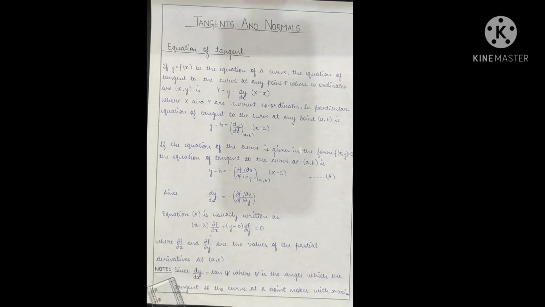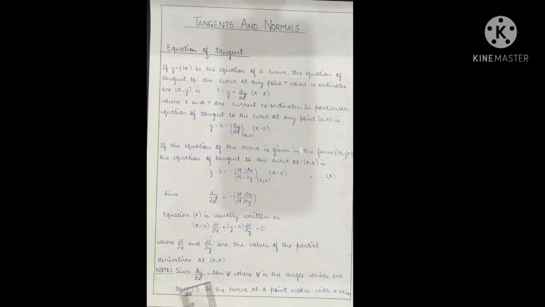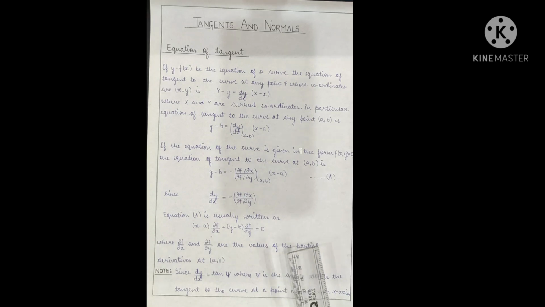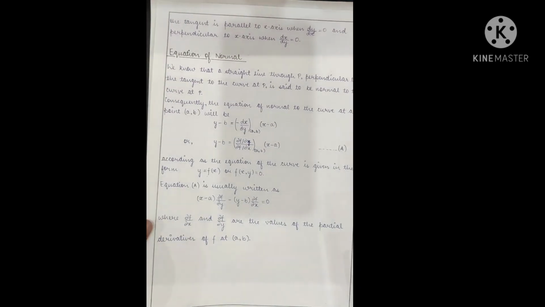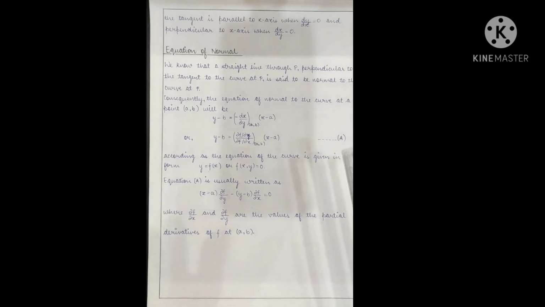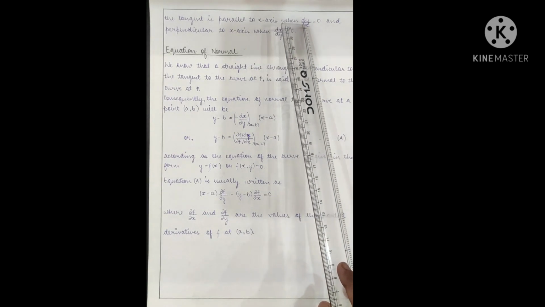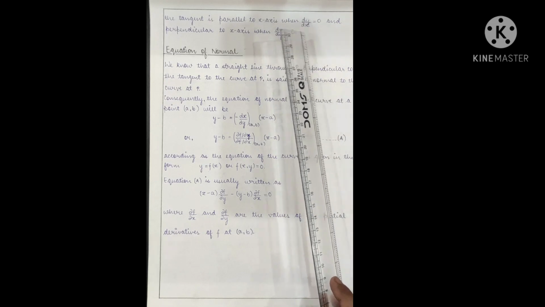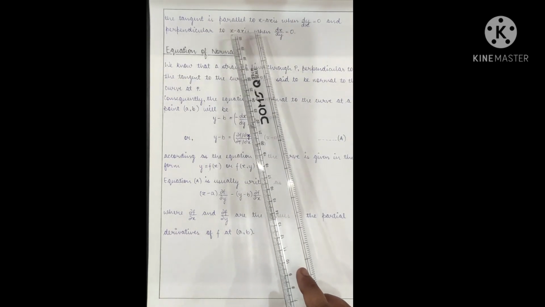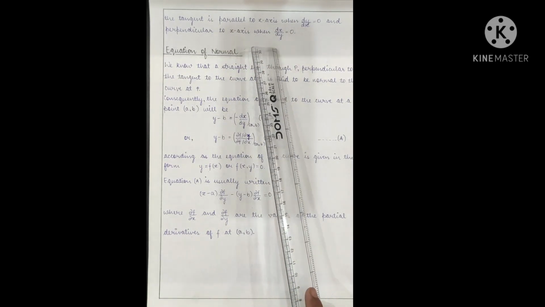Now here's a note. Since dy by dx equals tan psi, where psi is the angle which the tangent to the curve at a point makes with the x-axis, the tangent is parallel to the x-axis when dy by dx equals 0, and the tangent is perpendicular to the x-axis when dx by dy equals 0.